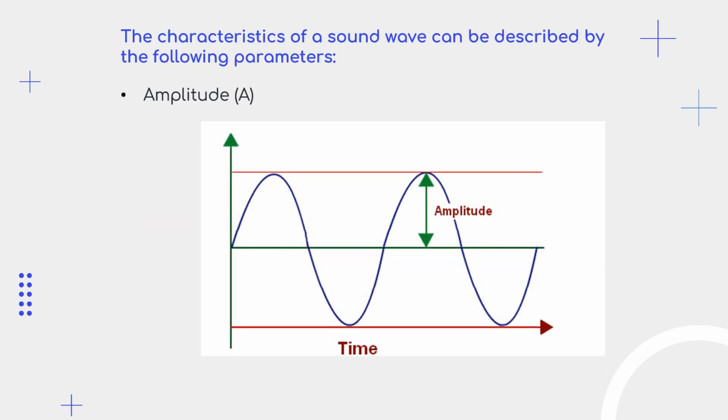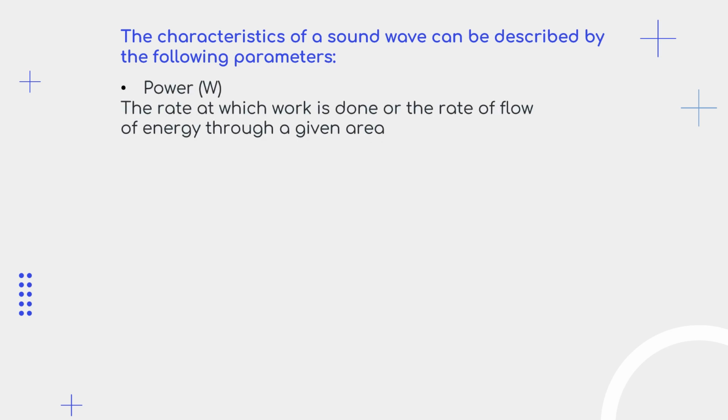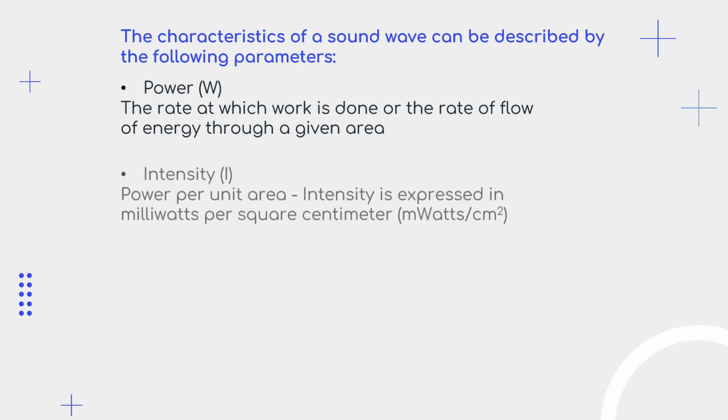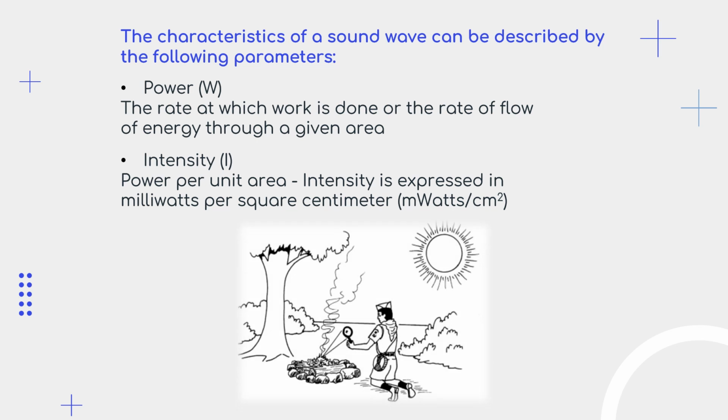Amplitude, A, maximum variation of an acoustic variable. Thus amplitude is a measure of the degree of change within a medium when a sound wave passes through it. Power, W, the rate at which work is done or the rate of flow of energy through a given area. Intensity, I, power per unit area. Intensity is expressed in milliwatts per square centimeter, W/cm². The example of sunlight shining on wood shavings is often used to illustrate this phenomenon.